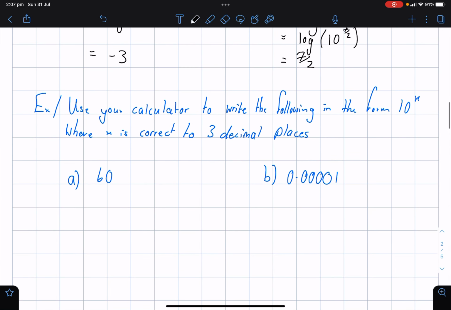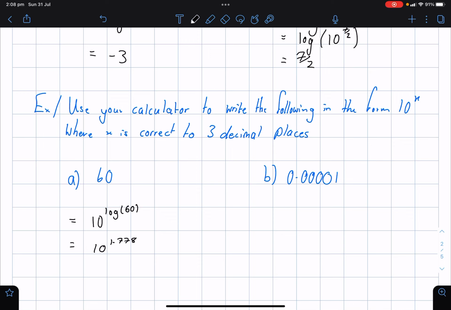Same thing here, we have our x values, and we're going to rewrite this in terms of 10 to the power of x. So that is using the formula 10 to the power of log base 10 of x. Okay, so in our first case here, that is 60, and on your calculator, that is 10 to the power of 1.778, okay, to 3 decimal places.